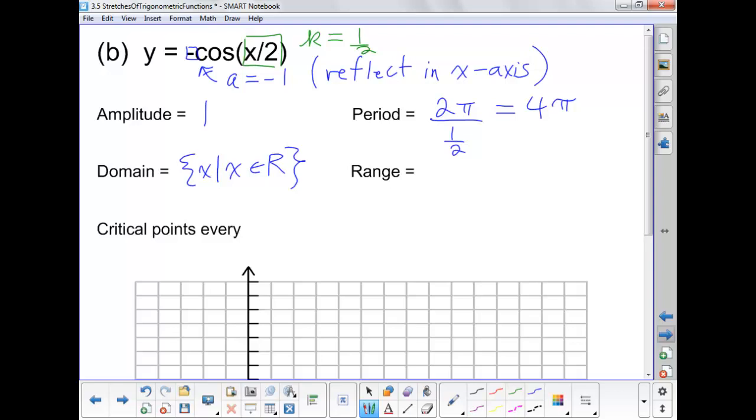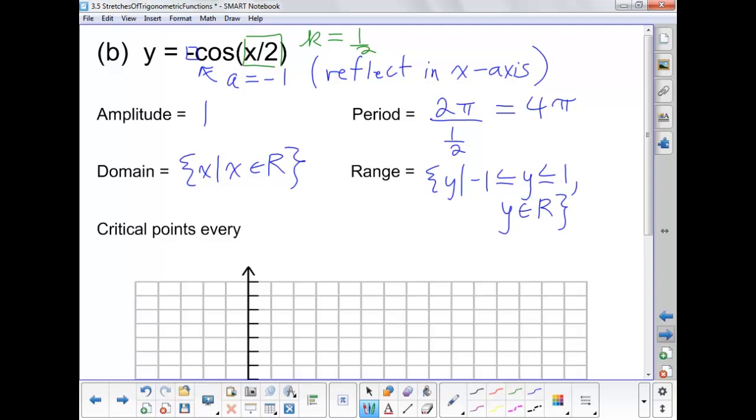So our range in this case is going to need to be, so if you think what's the minimum value, 1 unit below the x-axis, so at -1, and the maximum would have to be 1 unit above. So our range is going to have to be between -1 and +1 as a result.